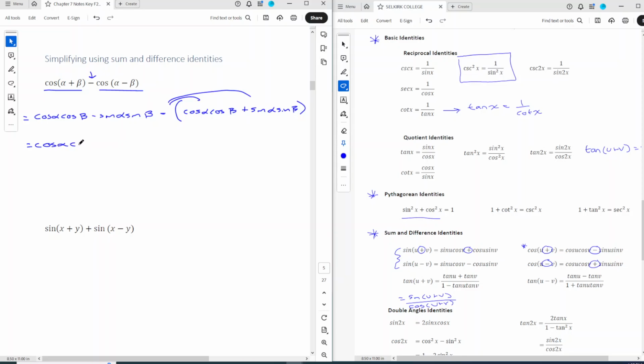So I'm going to have cos alpha, cos beta, minus sine alpha, sine beta, minus cos alpha, cos beta, minus sine alpha, sine beta, and then collect like terms. Cos alpha, cos beta minus cos alpha, cos beta is gone. Negative sine alpha, sine beta minus sine alpha, sine beta will give me negative 2 sine alpha, sine beta. Awesome. And that's all we can do with it. So why don't you pause the video and give this one a go.